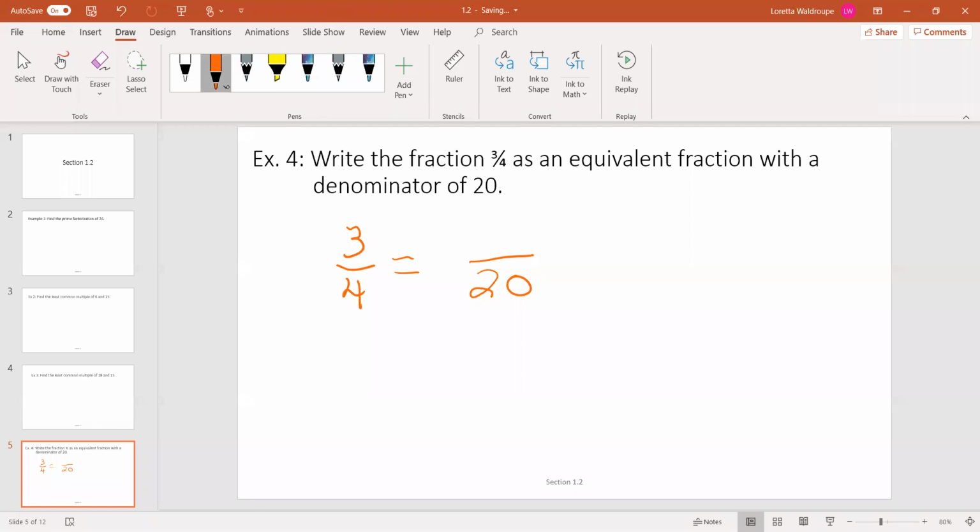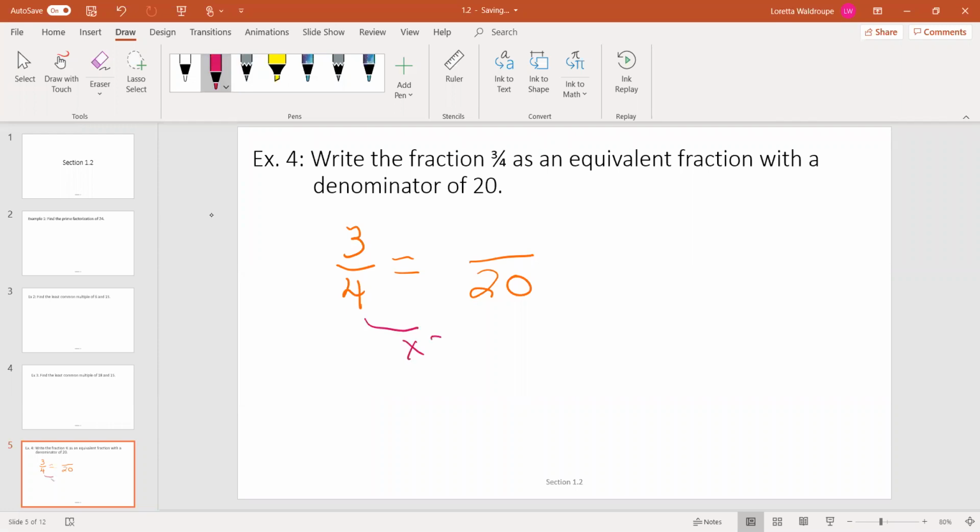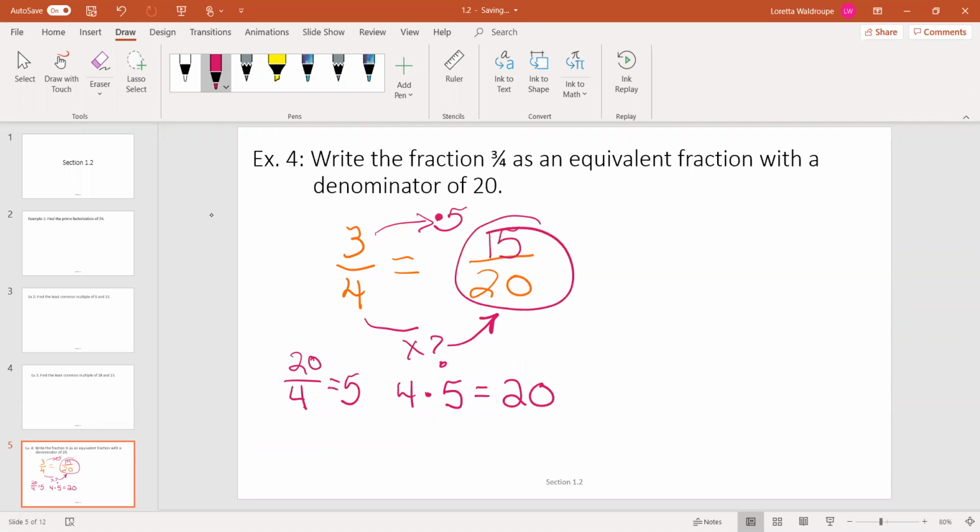So what you need to ask yourself is, what do you multiply 4 by to get 20? Well, 4 times 5 gives us 20. If you're not sure, remember you can do 20 divided by 4 as well, okay? So if I multiply the denominator by 5 to get the new denominator, I have to take the top times 5. So 3 times 5 is 15, okay?